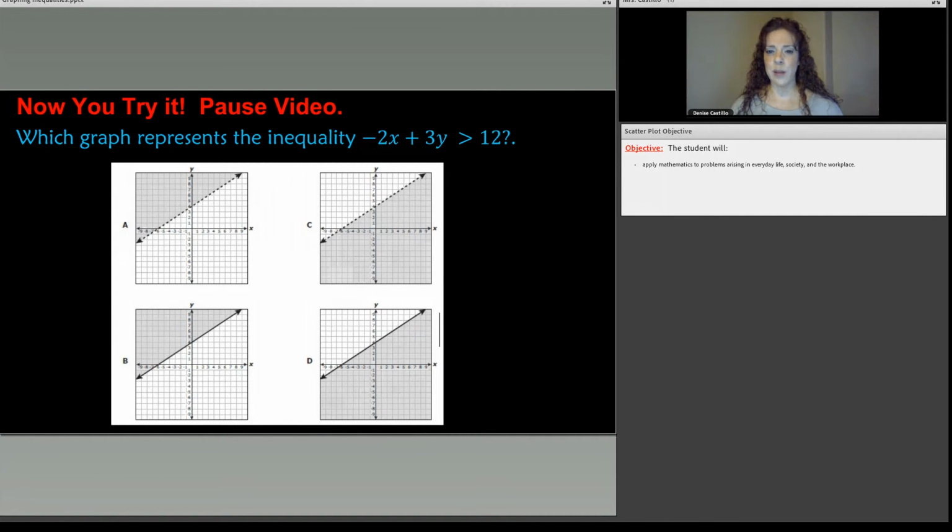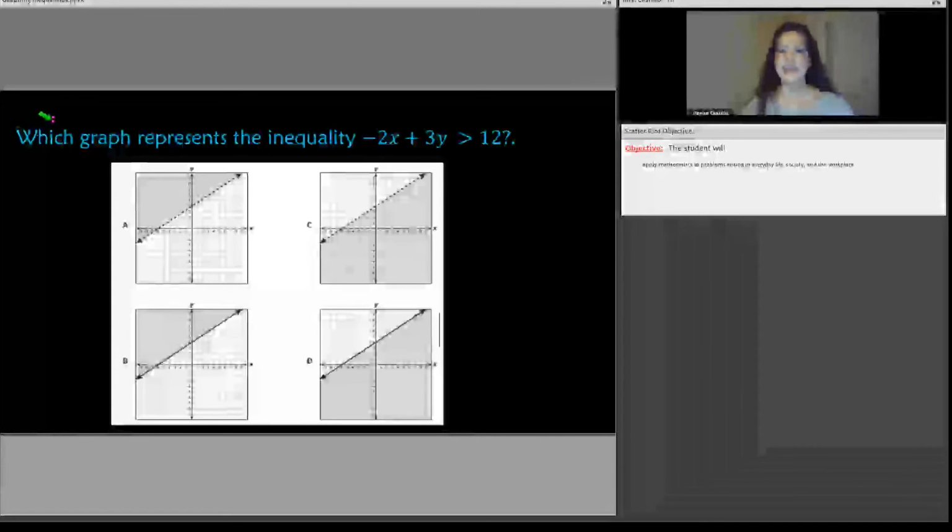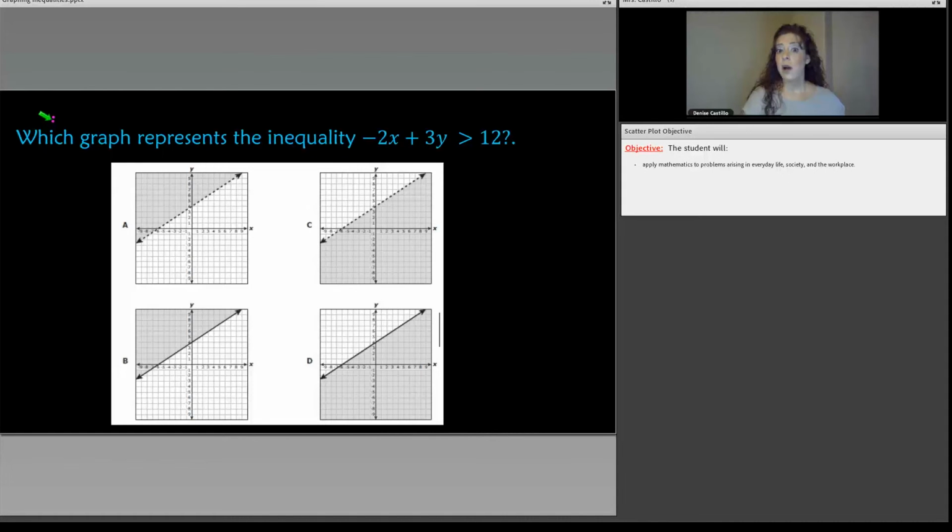Okay, now let's review over the problem. It says, which graph represents the inequality negative 2x plus 3y is greater than 12? Now, if you remember about inequality symbols, if we have an inequality symbol that is greater than or less than without the equal sign, remember this is going to be dashed.